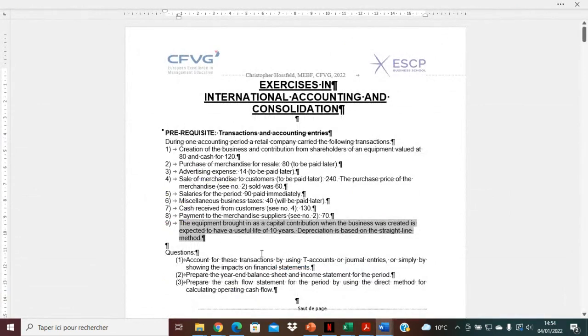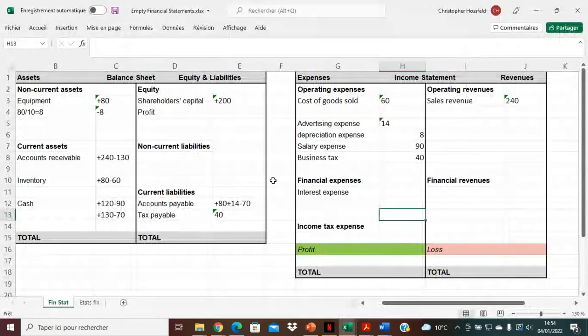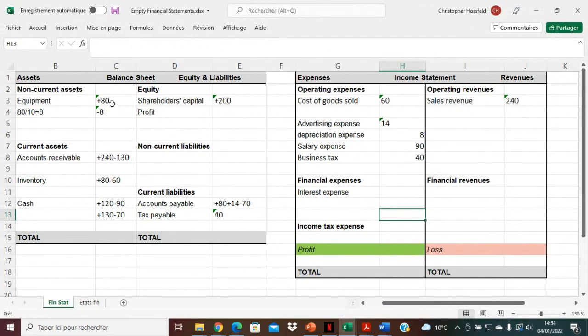That means we accounted for all the transactions, and now based on this, I can prepare the balance sheet and the final income statement. And then later, we will prepare the cash flow statement. So in order to get to the final balance sheet, the only thing I need to do is calculate the final values of all my items. So we see that the final value of equipment is 72. We see that the final value of accounts receivable is 110.